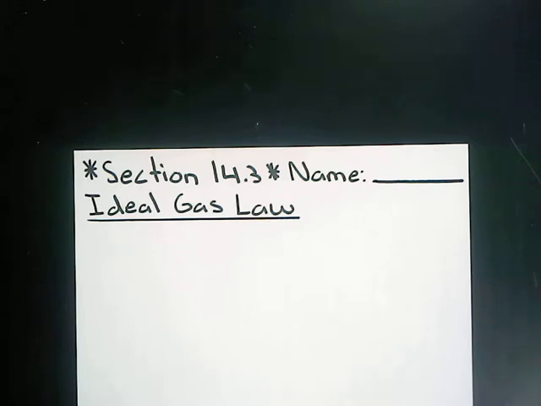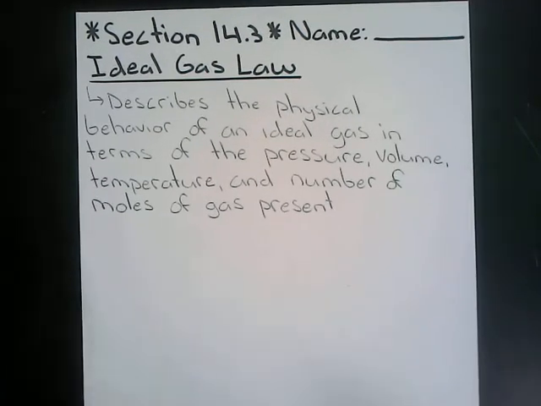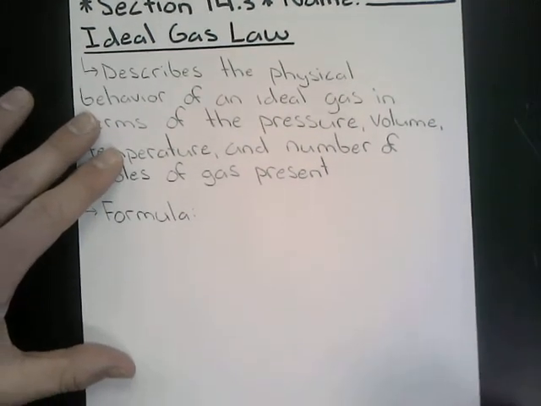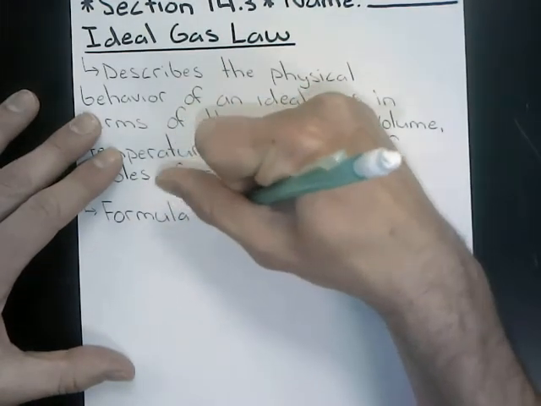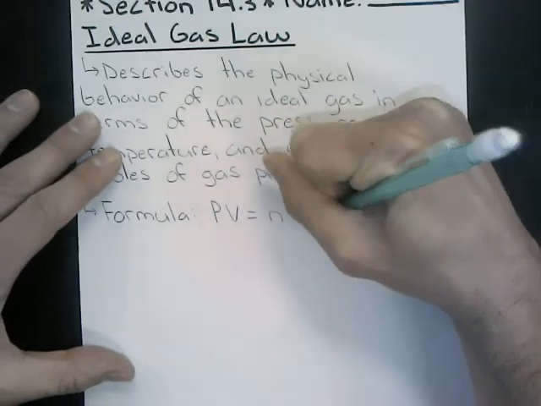So we start out here with the ideal gas law. The ideal gas law describes the physical behavior of an ideal gas in terms of the pressure, volume, temperature, and number of moles of gas. Now, just like the other gas laws that we've seen, the ideal gas law also has a formula associated with it. And the formula for the ideal gas law is P times V equals N R T.